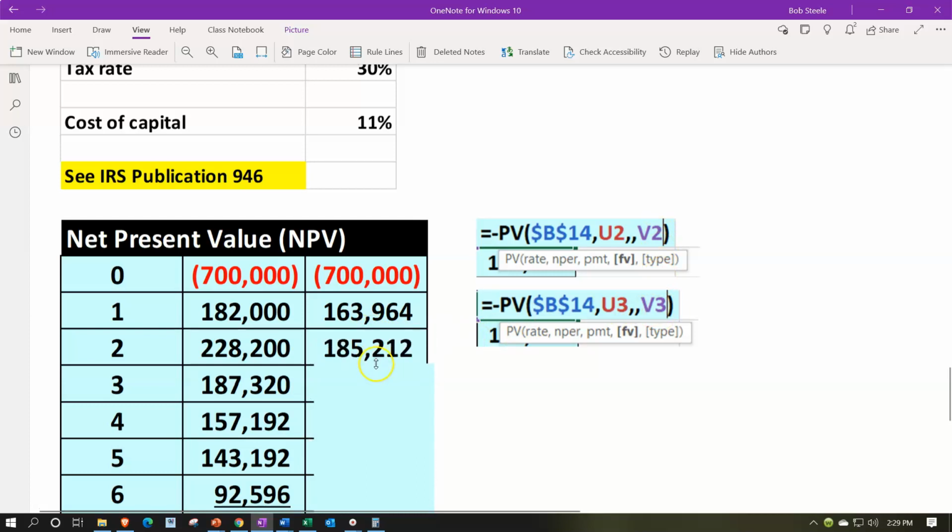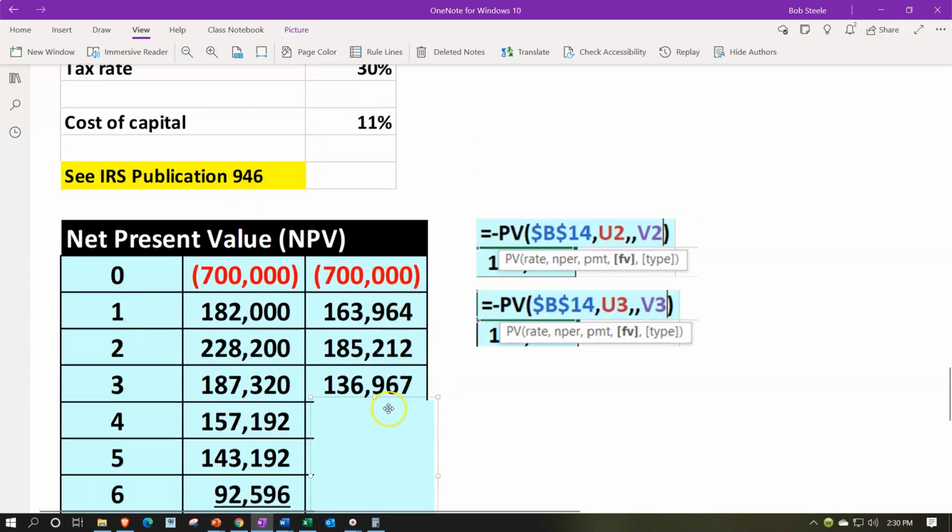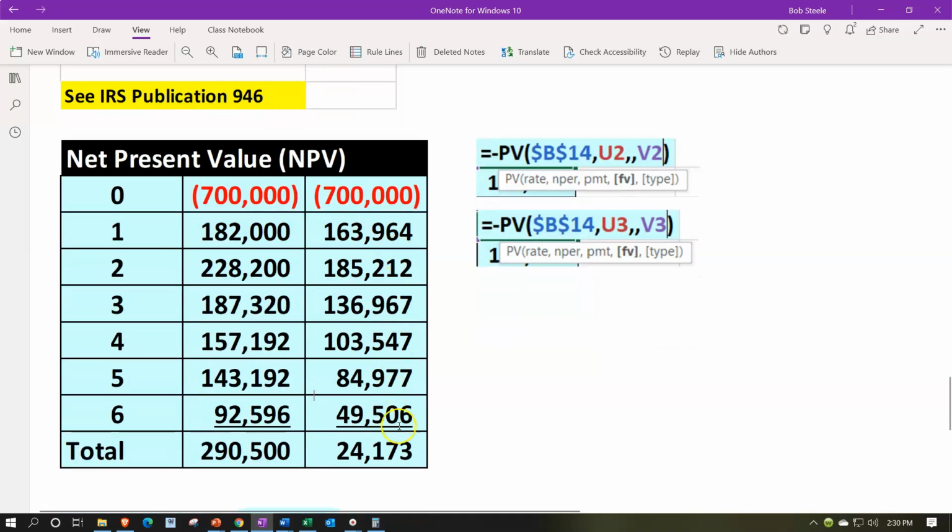So there is that. If we continue that, then of course, year 3, the 228,200, present valued 2 years back at the 11%, 185,212. The 187,320 present valued 3 years back at the 11% is the 136,967. The 157,192 present valued 4 years back at the 11%, 103,547. The 143,192 present valued 5 years back at the 11% is the 84,977. And the 92,596 present valued 6 years back at the 11% is the 49,506.